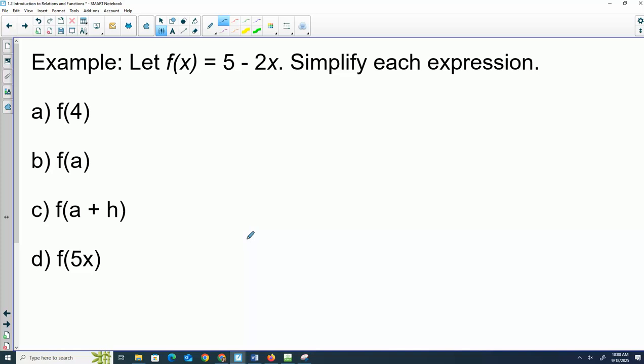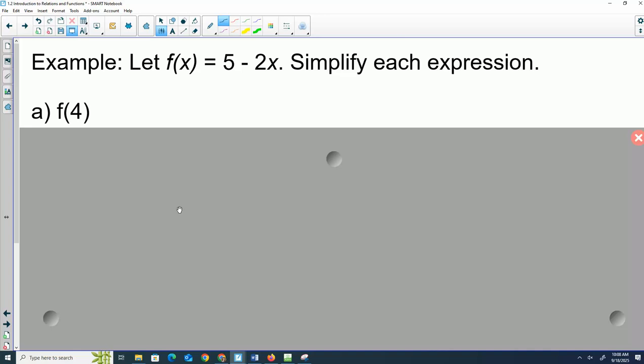All right, so let's say my function is 5 minus 2x. So if I ask for f of 4, what am I asking you to do?